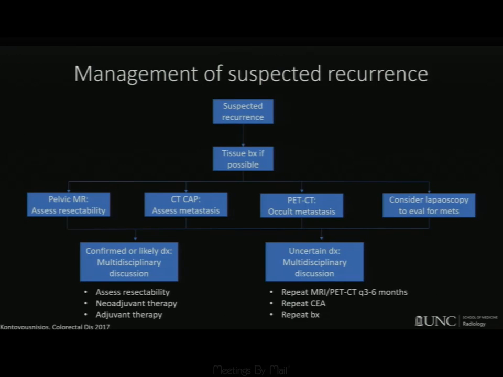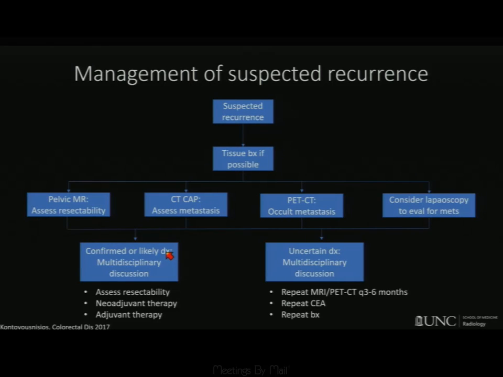So if there is a suspected recurrence, ideally you want to get a tissue diagnosis if possible. These patients should then be assessed via pelvic MR to assess if they are potentially resectable. They should have either a CT or a PET-CT to look for metastases or occult metastases. If this is not possible, at some institutions, they actually will do laparoscopy to evaluate for metastatic disease. But what I want you to notice is regardless of whether or not diagnosis is confirmed, these patients still should be presented at a multidisciplinary discussion.